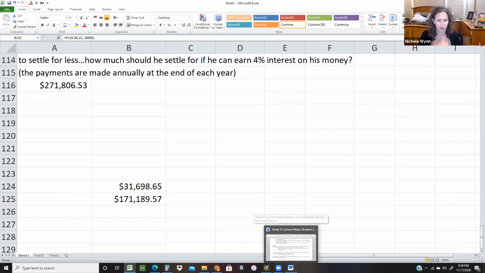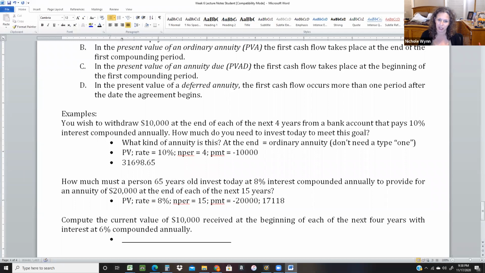Okay, so he would need to have 171,189.57. So if he deposited this much money into a bank account, then at the end of every year he could pull out 20,000 and it would run out after 15 years. So think about that. If he pulls out 20,000 a year for 15 years, he's pulling out a total of 300,000. But while the balance sits in there, it's growing and growing.